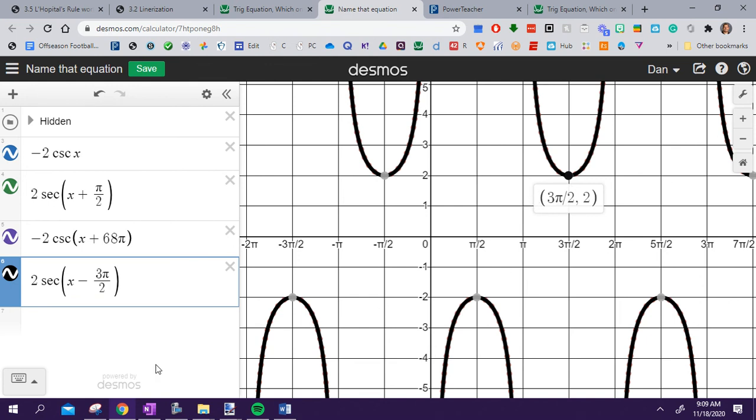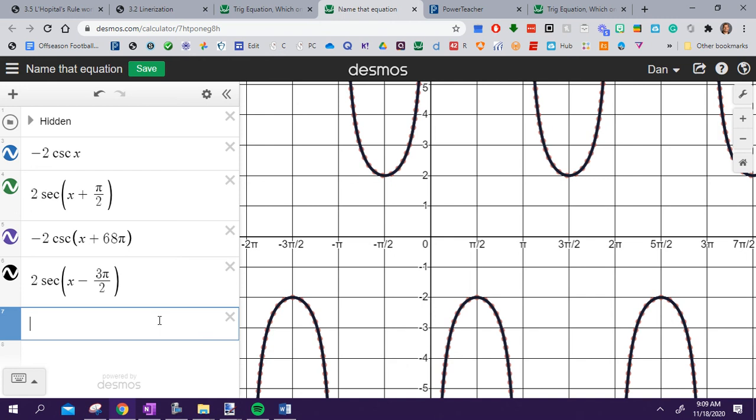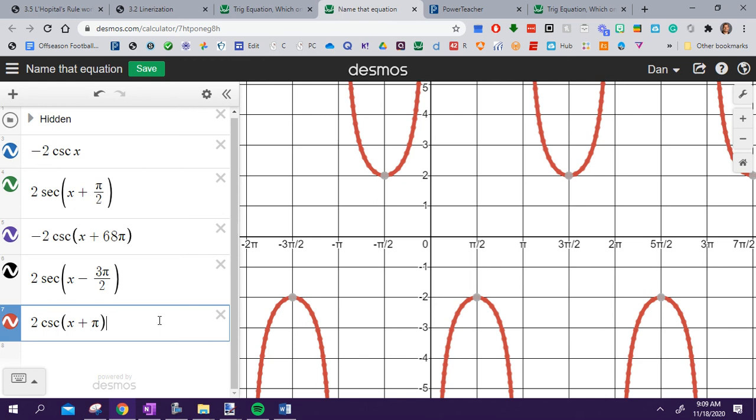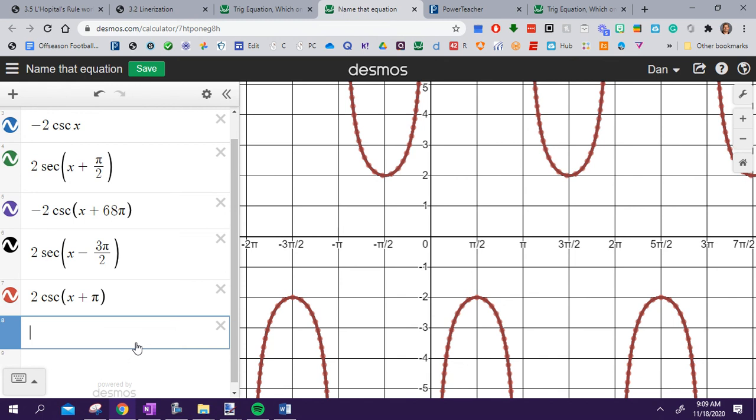Max's group, what you got for us? 2 cosecant x plus pi. Boom. Good. Same as this first one, but the first one's flipped. This one we just shifted to the left pi. And so we're going to start here in the middle and then go up because it's a sine graph. Boom, we touch them all. Good. Last one. What you guys got?